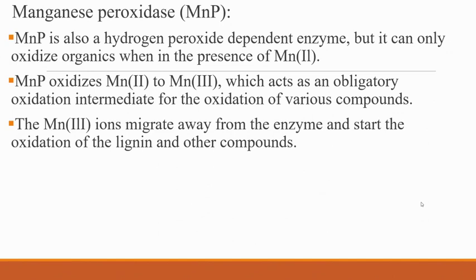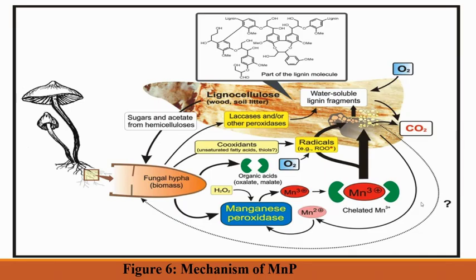We also have the manganese peroxidase, and this is also a hydrogen peroxide dependent enzyme, but it can only oxidize organic compounds in the presence of manganese 2 ion. Now, in that process, it will oxidize the manganese 2 ion to manganese 3 ion, which acts as an obligatory oxidation intermediate for the oxidation of various compounds. The manganese 3 ion migrates away from the enzyme and starts the oxidation of lignin and other compounds.